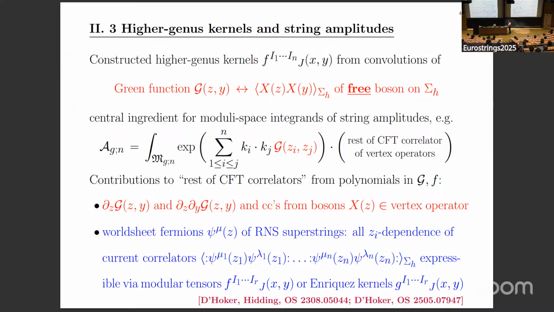Now, if you do superstrings, say in the RNS formulation, there's also a worldsheet fermion that you have to wrestle with. So what kind of gadgets do you get from the correlators of the fermion? This is a natural arena to get either the F tensors, built from surface integrals of the Green's function, or the Enriquez kernels, obtained from A-cycle convolutions of the prime form. You have the choice whether you prefer using the F's or the G's. Both of them are natural languages to take care of these fermionic correlators, namely to capture all the dependence on the marked points here.